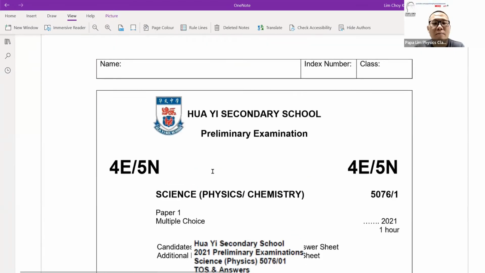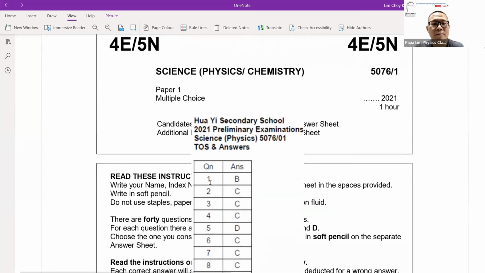Now here we go. This is the paper. It's a good paper. The setter has set some interesting questions for the students, and some of the questions in the paper actually deal with common mistakes that students make. So you should try out the paper.